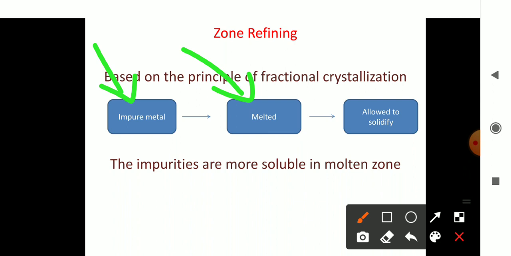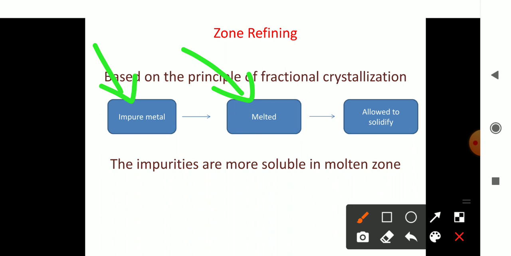Then after melting, it is allowed to solidify. If we leave it for some time, because of the lowered temperature, the melted part will become solidified. Now, the main thing we have to keep in mind about the speciality of zone refining is the impurities, because we are refining crude metal, so it will have some impurities. The impurities always tend to be in the molten zone. It prefers to be in the liquid state rather than in the solid state. So when the heater is moved along the rod, the impurities also move, and they prefer to be only in the molten zone. That is the very essential principle followed in the zone refining process.